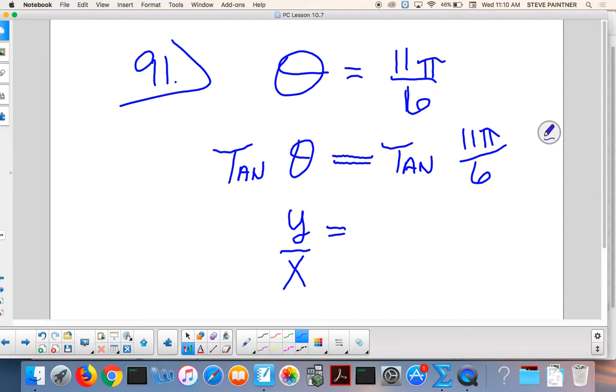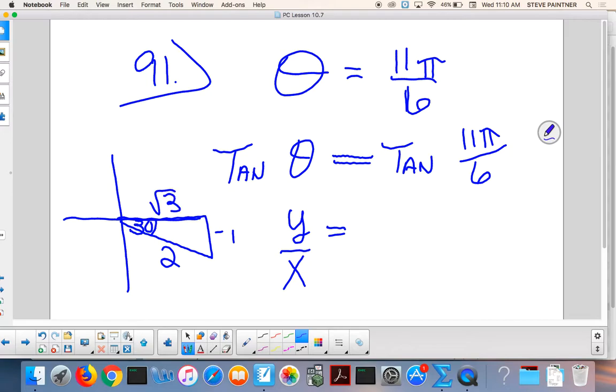This one, what's 11/6 pi? 330, you're right. So it's right there, which creates this triangle. This is a reference angle? 30. This is -1. This is 2. This is square root of 3. What's tangent? Okay, so he says -1 over the square root of 3, but that's what? Negative square root of 3 over 3. Okay?